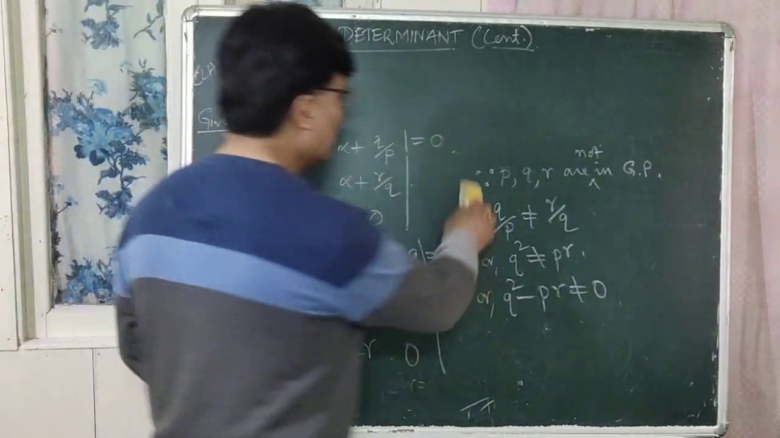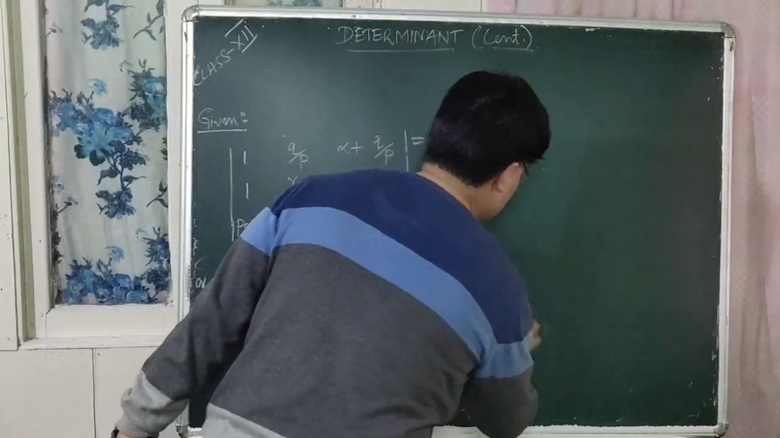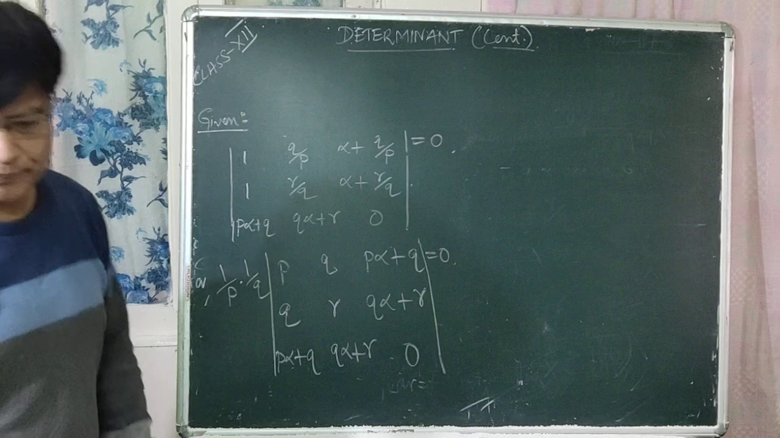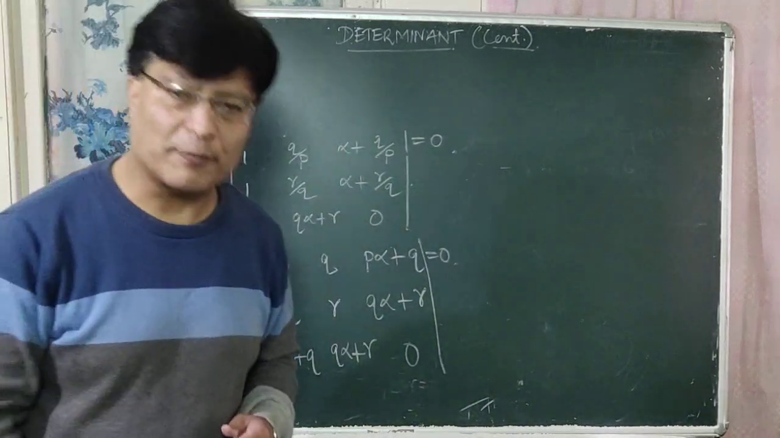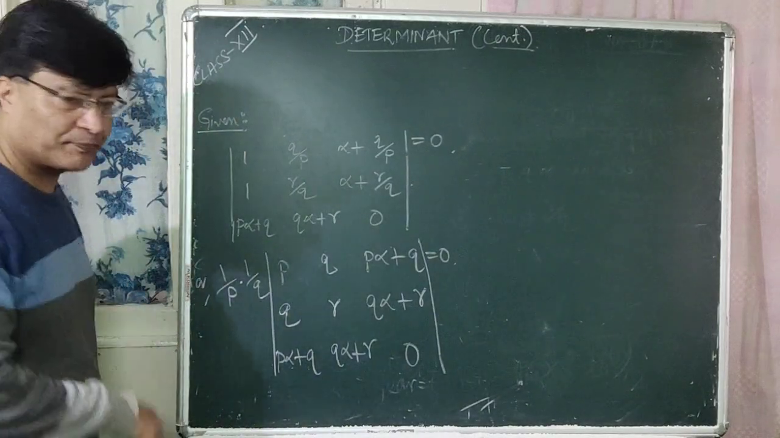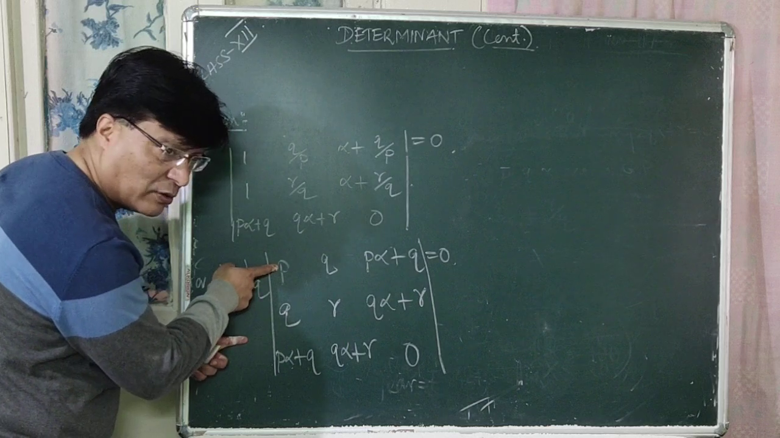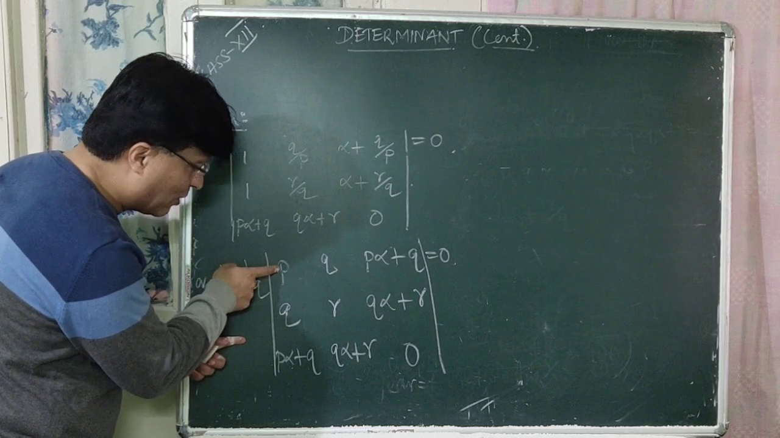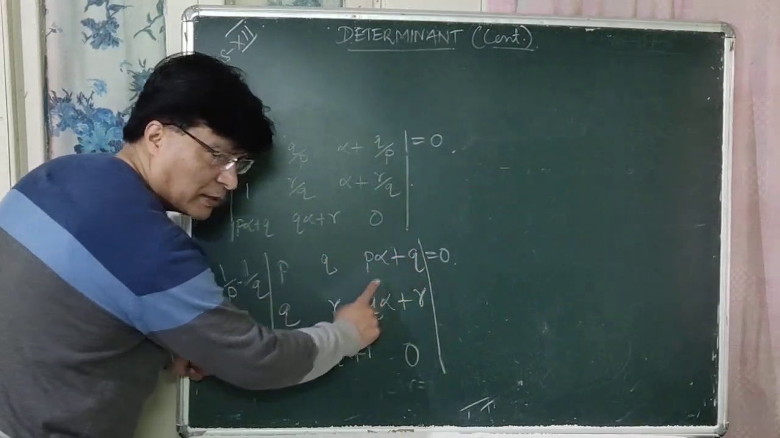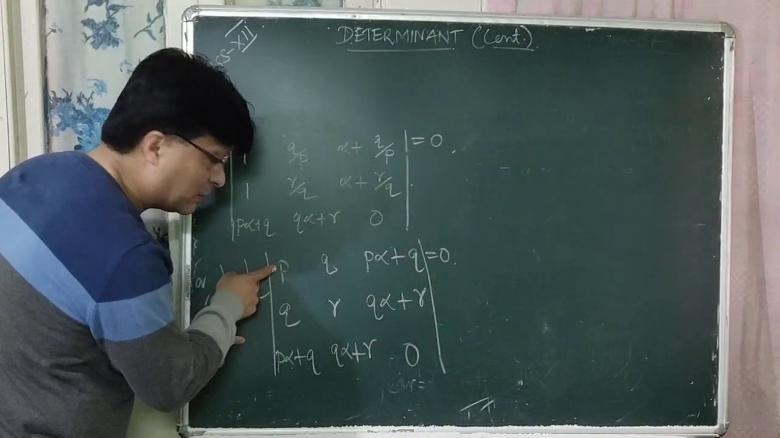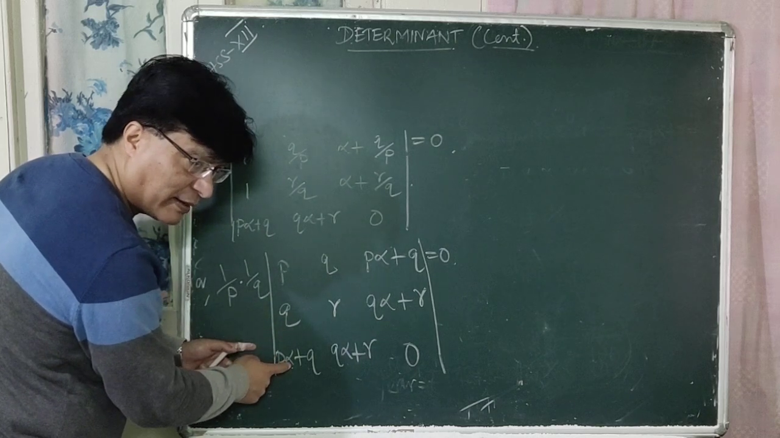So now, what will you do in the next step? You cannot expand it now. Let us simplify this determinant with the help of property number 5. So now, this is P alpha plus Q, isn't it? So this is your P, only P is there. If you multiply all the elements of the first row by alpha, what do we get here? P alpha. Okay. Now this is P alpha, right?